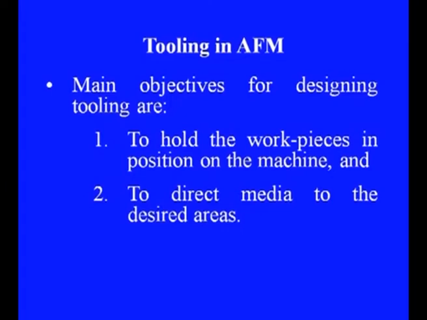Now, let us see the toolings in AFM. The main objectives for designing tooling in this AFM process are to hold the workpiece in position on the machine and then to direct the media to the desired areas. Generally, 2-3 different popular materials are used for tooling. Number 1 is steel, which has very good strength and durability, so it can be reused for several hours of working. Then another one is urethane. This material is very useful for complex shapes, and then aluminum and nylon can also be used for tooling purposes, as they can be easily machined and are very light in weight.